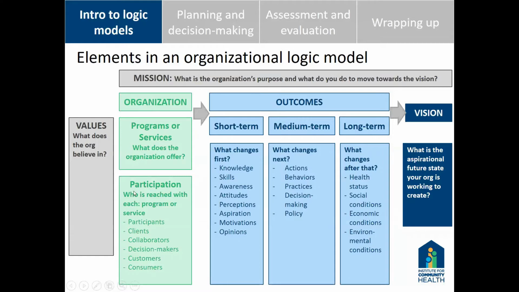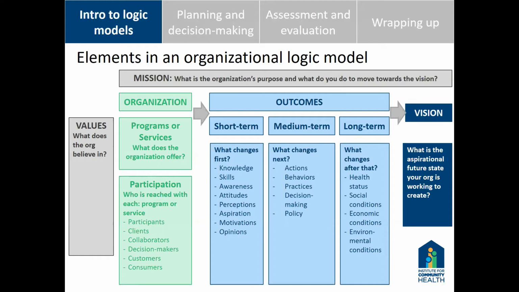Participation is somewhat similar to the program level logic model. So who is being reached with each program or service? There will still be participants, clients, collaborators, decision makers, customers, consumers. However, they may be at a much higher level. You may want to group different categories together. So it's possible that an agency is serving different groups of youth, as well as different groups of parents, but maybe for the organizational level logic model, you really want to have youth and parents be their own buckets as opposed to individual groups of each.